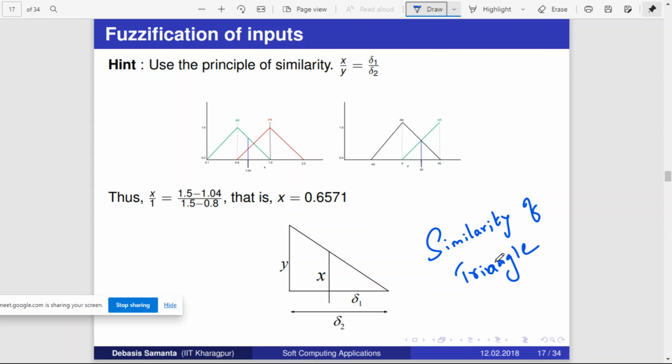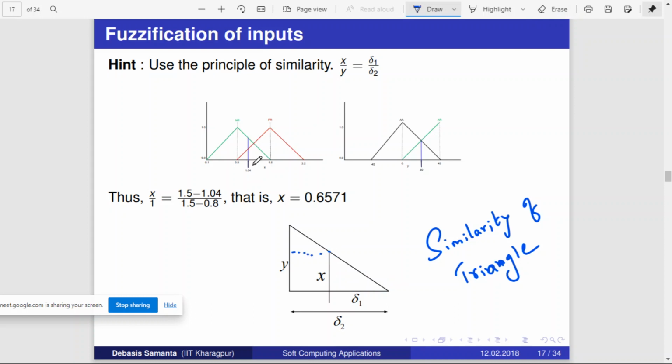So here you can assume there are two triangles. This is one triangle, and this is another triangle. Both these triangles are similar in shape, only thing is one is larger, the other one is smaller. So if you have two such triangles, and now you want to find this x, this height, we don't know, this is the one we want to find.